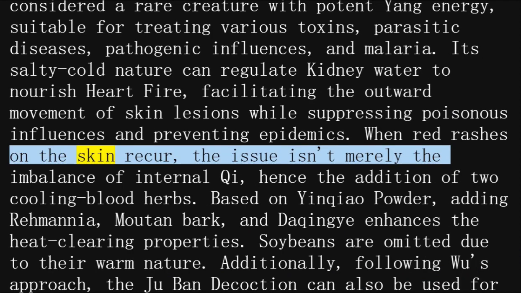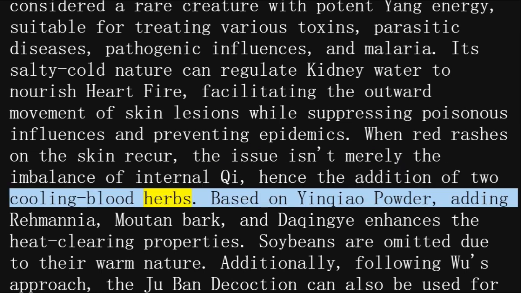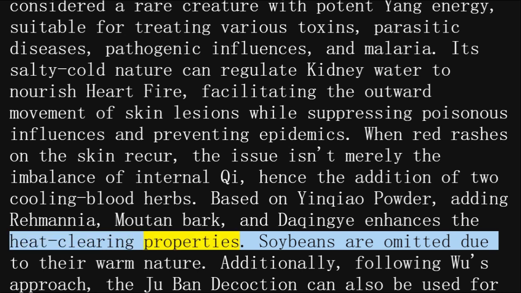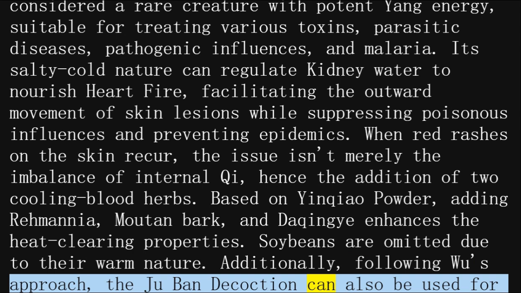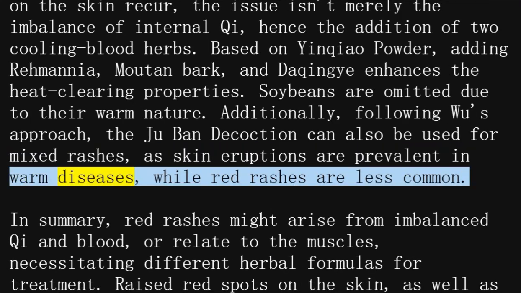When red rashes on the skin recur, the issue isn't merely the imbalance of internal qi, hence the addition of 2 cooling blood herbs. Based on Yinqiao Powder, adding Rehmannia, Moutan bark, and Daqingye enhances the heat-clearing properties. Soybeans are omitted due to their warm nature. Additionally, following Wu's approach, the Zhibao Ban decoction can also be used for mixed rashes, as skin eruptions are prevalent in warm diseases, while red rashes are less common.